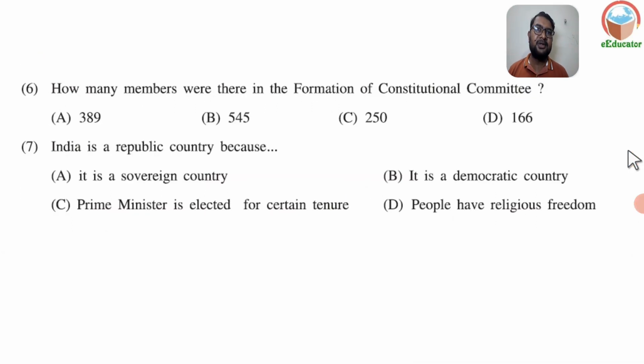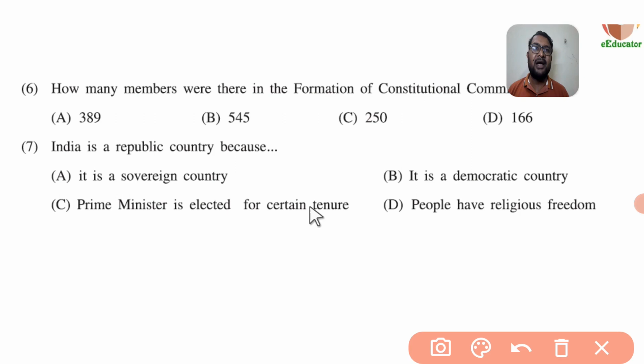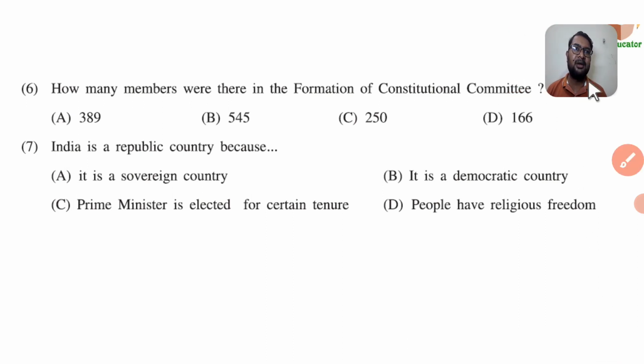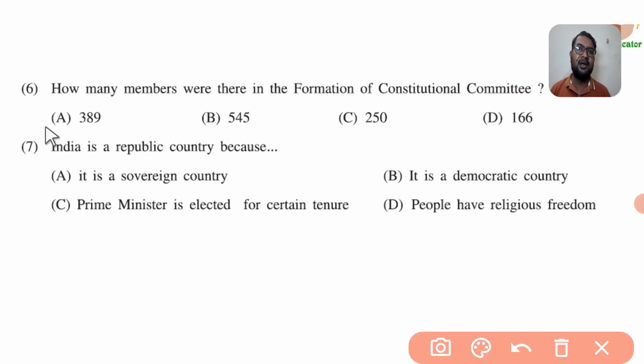Now number 6. How many members were there in the constitutional framework committee? There were 389 members. India is a republic country because it is a democratic country. These are the correct answers.